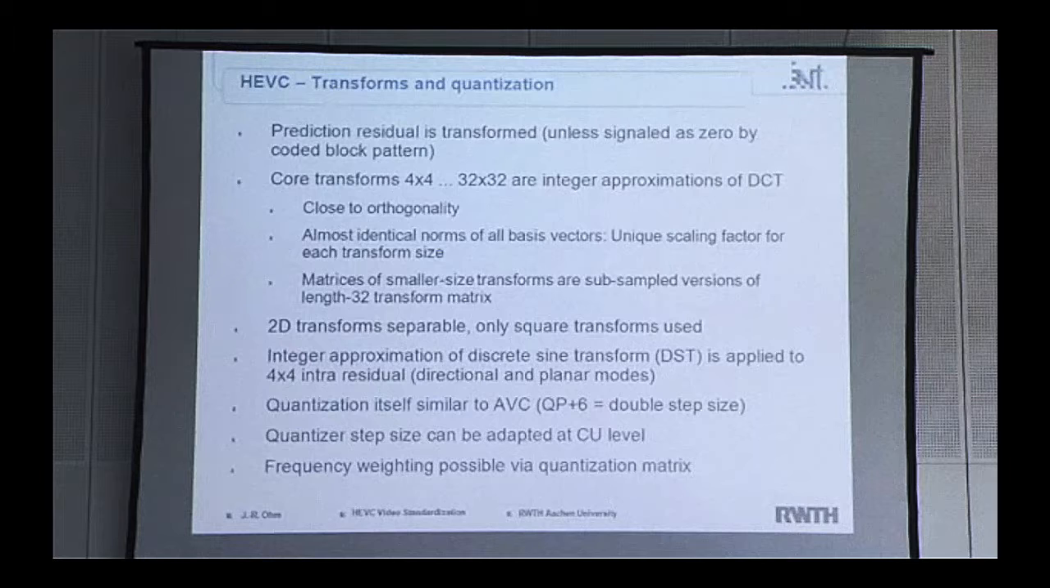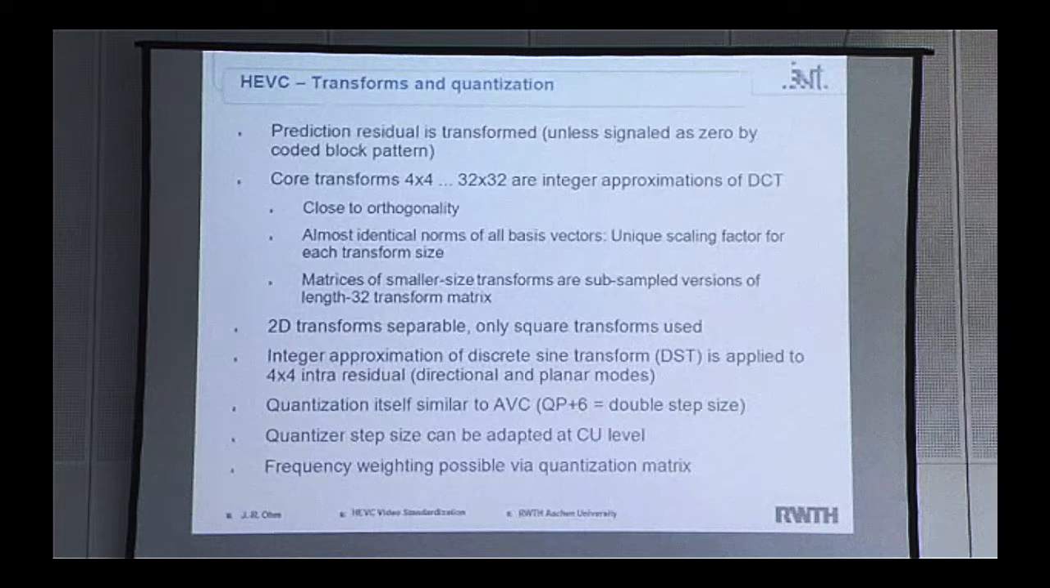The transforms are almost orthogonal. They have almost the same norms. It is not necessary to make scaling depending on the transform coefficient as it was in HEVC. And what is also very elegant in this transform is that you can simply subsample the transform basis vectors of the 32x32 transform and get the 16x16 transform, and subsample it again and get the 8x8. So all the other transforms are inherently hidden in the larger transforms, which makes implementation in hardware certainly much more efficient.